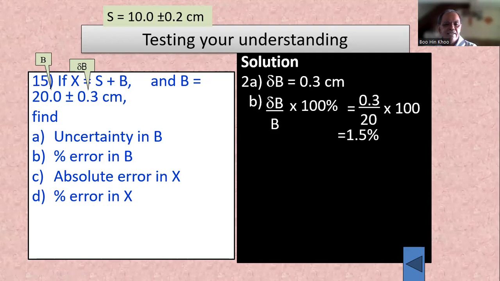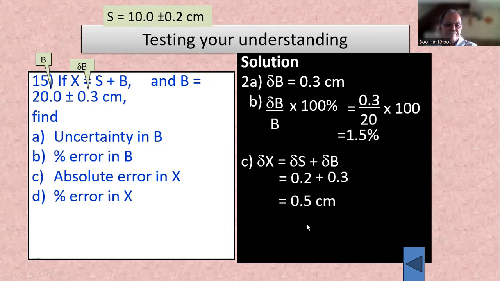Absolute error in X, we have to add your B plus S. Add these two together. Here we get delta S is 0.2, delta B is 0.3. We get 0.5. So that's the absolute error in X. Percentage error.